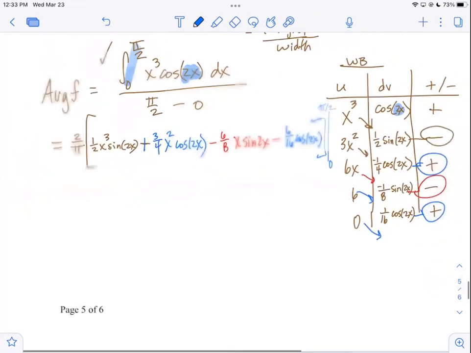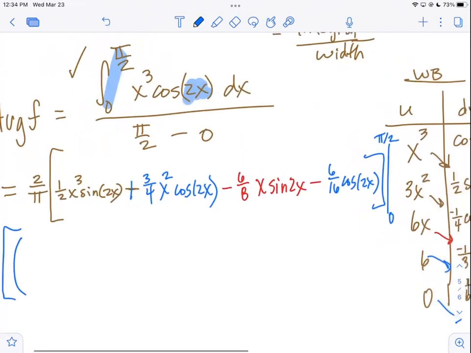Okay, now we need to evaluate it. So again, I'm just keeping the 2 over pi out front. There's the bracket. I'm going to put a parenthesis now. When I plug in pi halves, let's be smart about this. Every time I plug pi halves into the angle, I'm going to be doubling it. So I'm really going to be evaluating sine and cosine at pi, right? So what is sine of pi? Sine of pi is 0 because sine is the y, which is the height, and at pi it smashes down to a height of nothing. And what's cosine of pi? Negative 1.